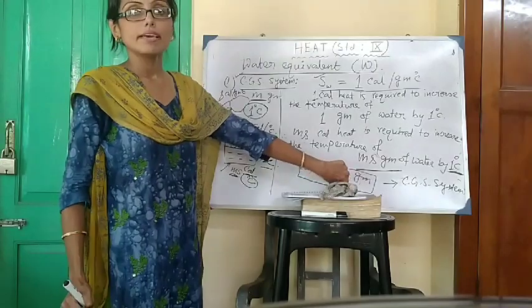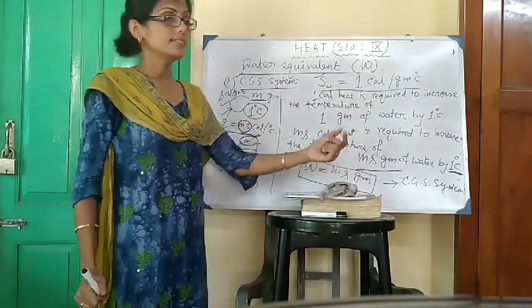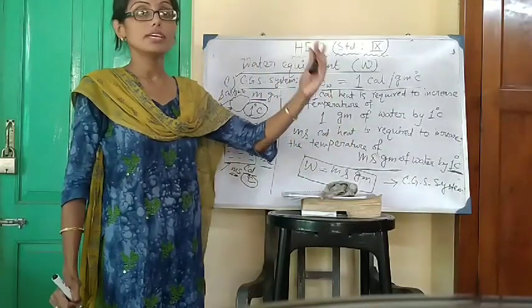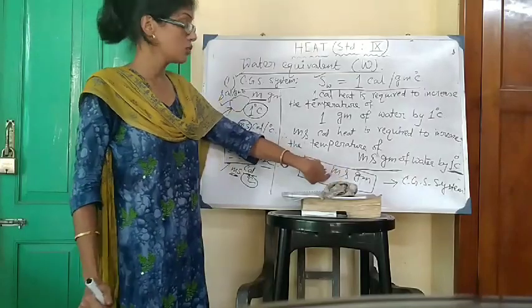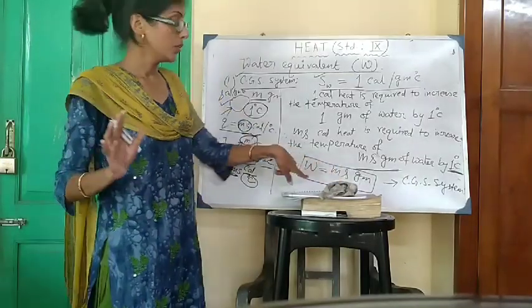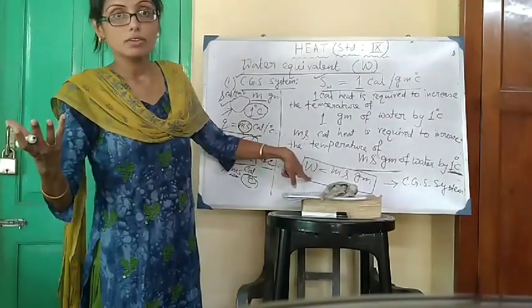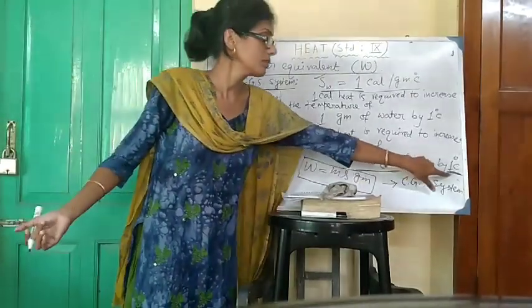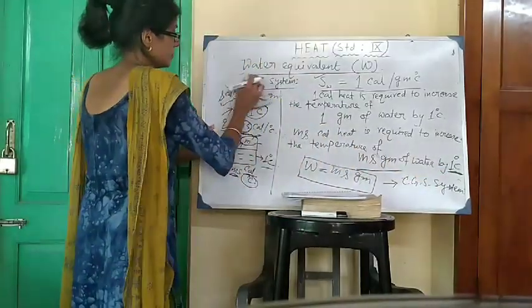What is m? m is the mass of the body, whose mass is arbitrary. s is the specific heat of the same body. m is not the mass of water. Mass of water is W. Mass of water means the mass of water whose increase in temperature is 1 degree centigrade. Next, the CGS system we have done.